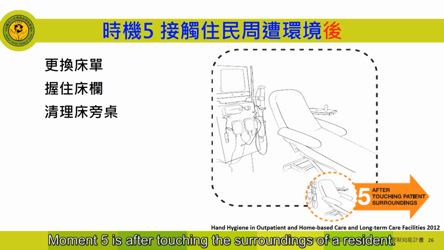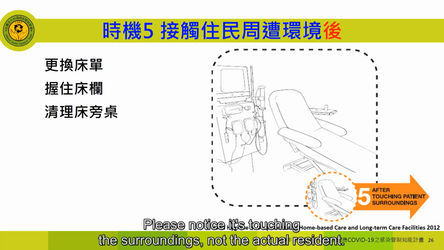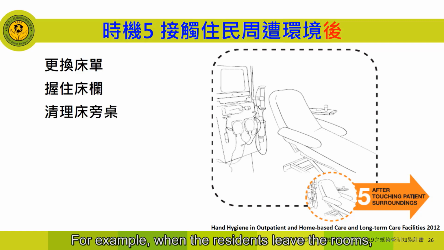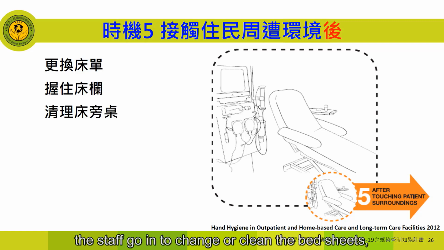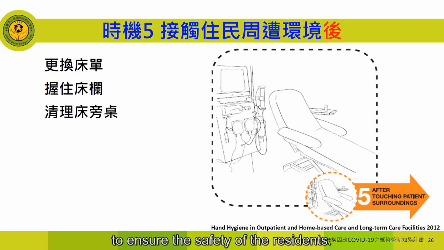Moment 5 is after touching the surroundings of a resident. Please notice it's touching the surroundings, not the actual resident. For example, when the residents leave the rooms, the staff go in to change or clean the bed sheets, or if the residents cannot get off the bed, we need to adjust the rails of the bedside to ensure the safety of the residents.